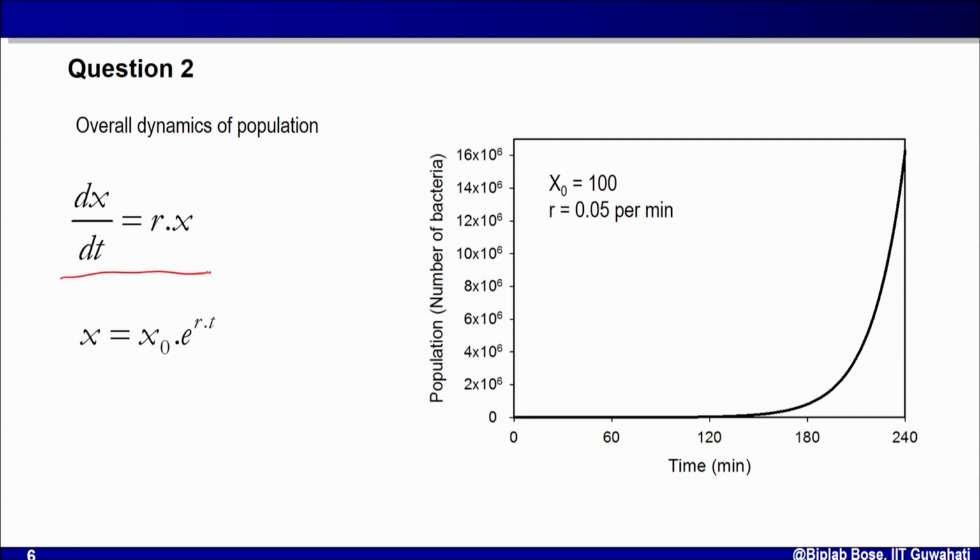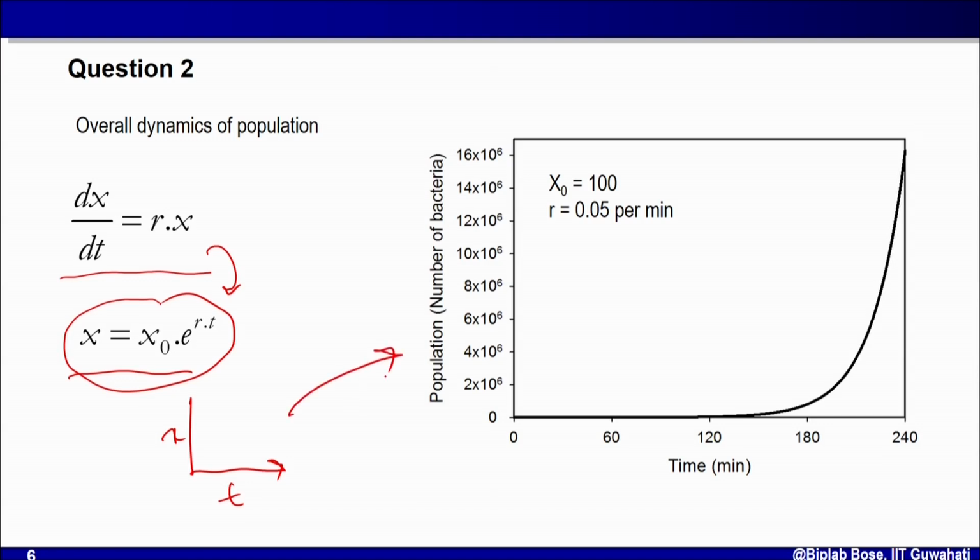So my model is dx dt equal to rx. By integrating, I have got the function x equal to x naught into e to the power rt, and I want to plot this one, so that I plot x on the vertical axis and t on the horizontal axis. And that's what I have done here. I have taken different values of time from 0 to 240 minutes, that is 4 hours, and I have taken a fixed value of x naught, that is 100. Already I know r equal to 0.05 per minute. So using this function, I have got this curve.